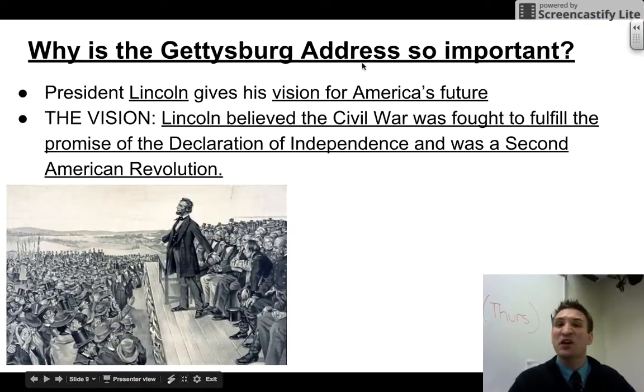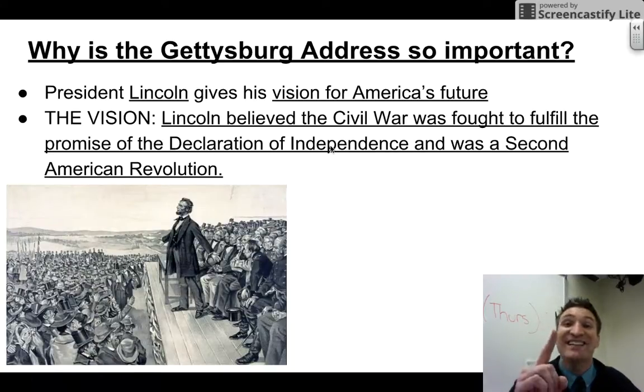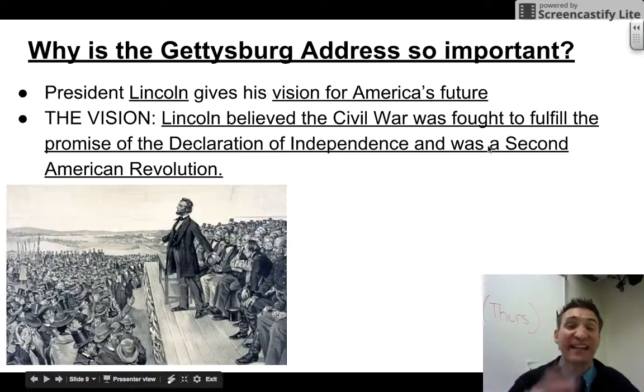Why is the Gettysburg Address so important? President Lincoln gives his vision for America's future. Here's the vision. Lincoln believed the Civil War was fought to fulfill the promise of the Declaration of Independence, and the Civil War was a second American Revolution.